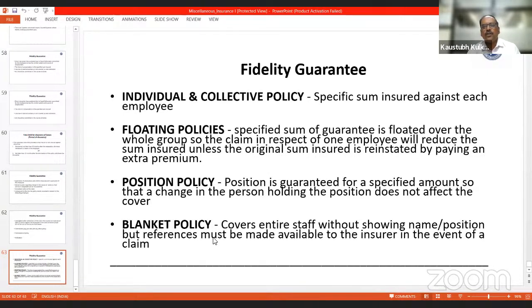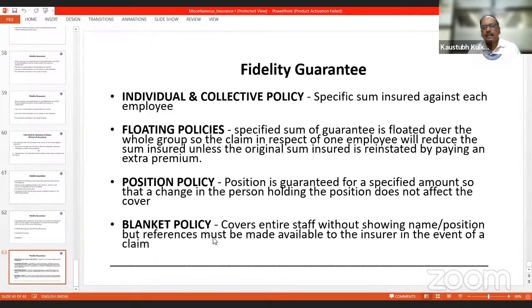Basically, an individual fidelity guarantee policy is issued. By having an individual fidelity guarantee insurance policy, we are taking the description in terms of name, age, the period of service that particular employee has been in, and accordingly, the position of that particular individual. After having all the aspects under consideration, the underwriting of the policy is done. But apart from the individual fidelity guarantee policy, we can issue a collective policy also.